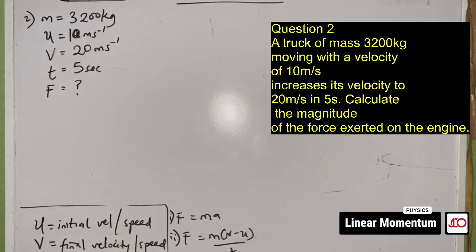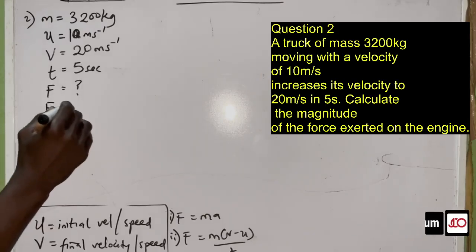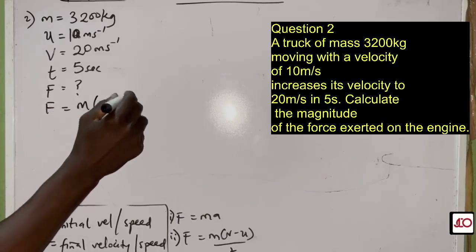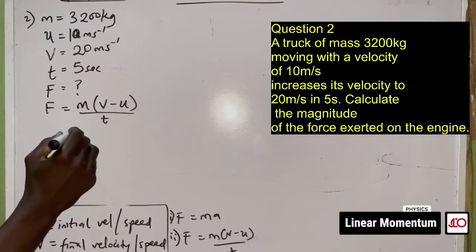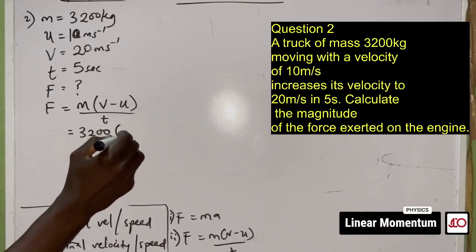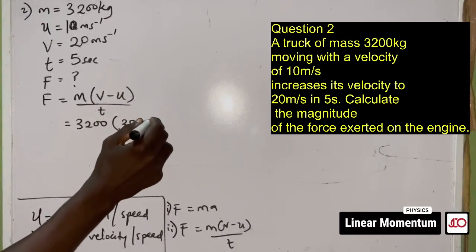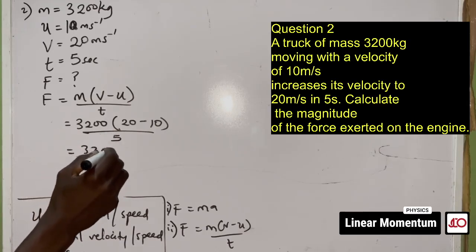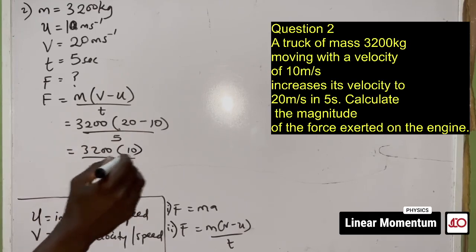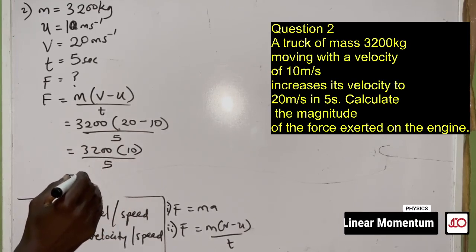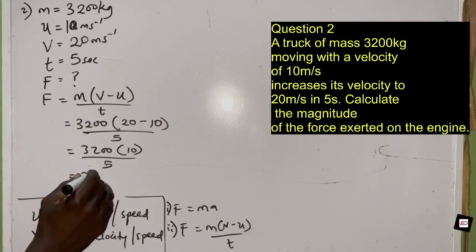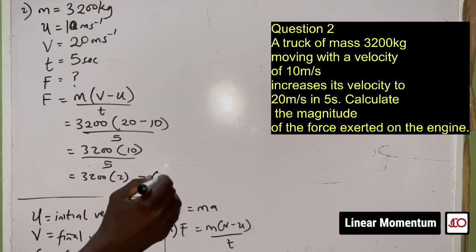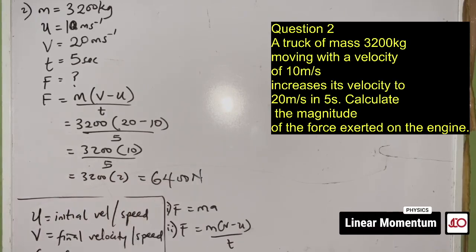Obviously, it is the second, because of the parameters we are given. We're going to use the second. Good. So we have F equals M bracket V minus U over T. M is 3,200. Final velocity 20 minus initial velocity 10 over time 5 seconds. 3,200, 20 minus 10 is 10, over 5. 10 divided by 5 is 2. So 3,200 times 2 gives me 6,400 Newton.